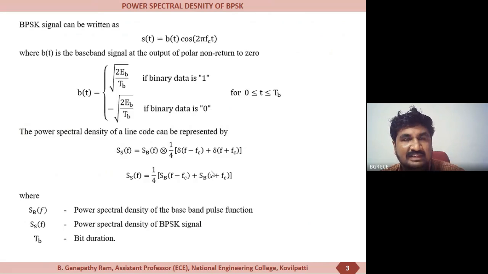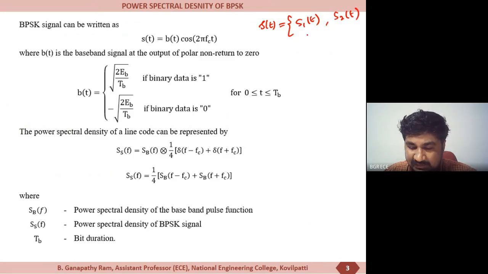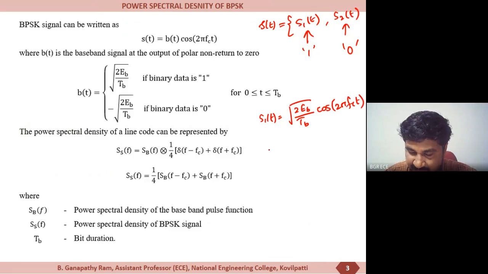We know that in time domain, the binary phase shift keying modulated signal is represented by the expression S of t with the help of S1 of t or S2 of t. And S1 of t is a symbol which is used to represent the binary data 1, and S2 of t is a symbol used to represent the binary data 0. And S1 of t can be represented as square root of 2EB by TB cos 2 pi FCT, and S2 of t can be represented as minus of square root of 2EB by TB cos 2 pi FCT.